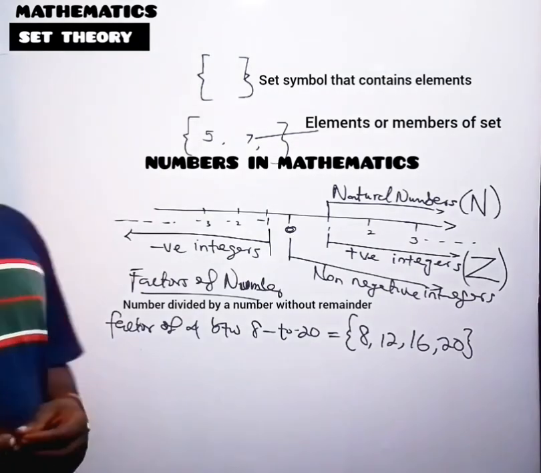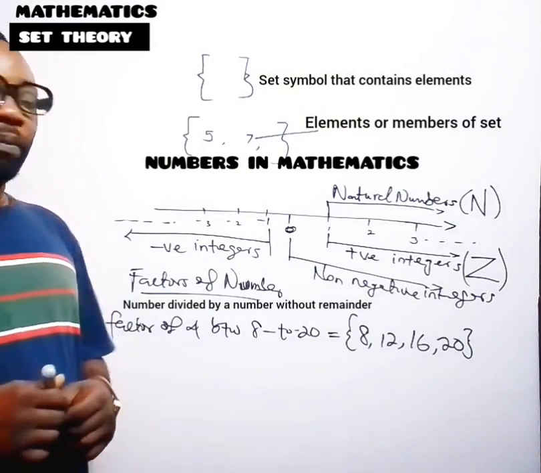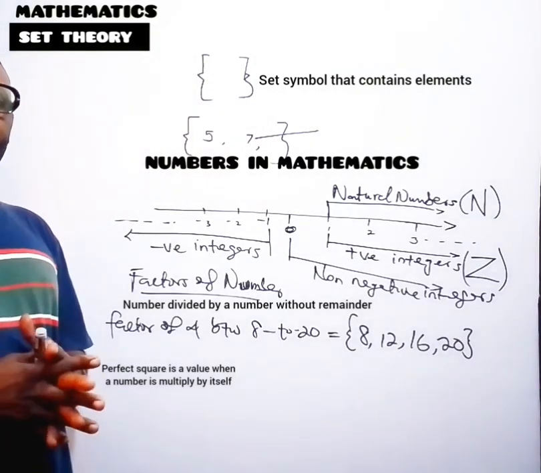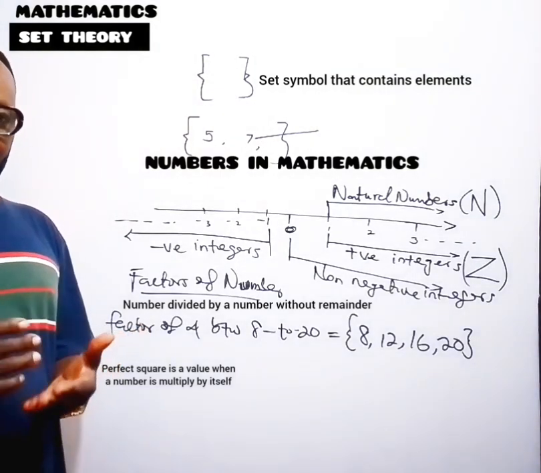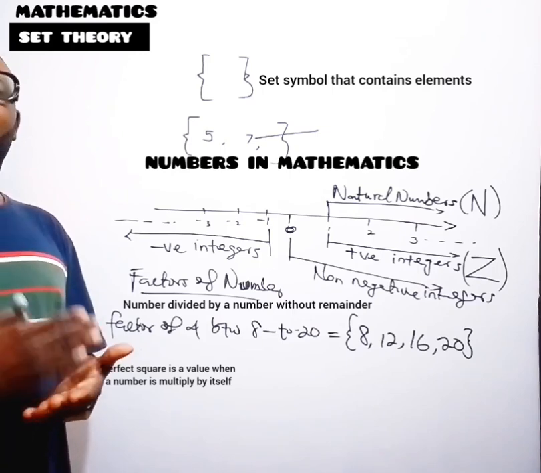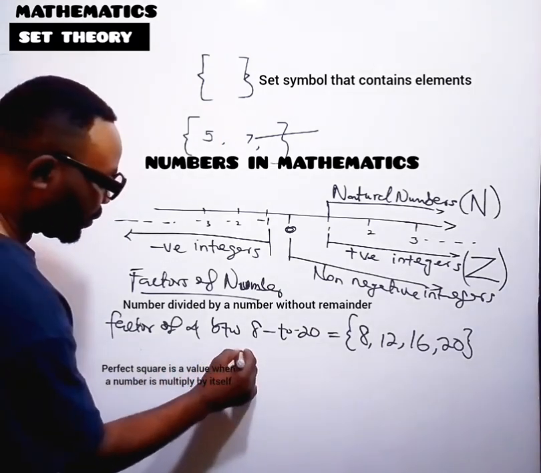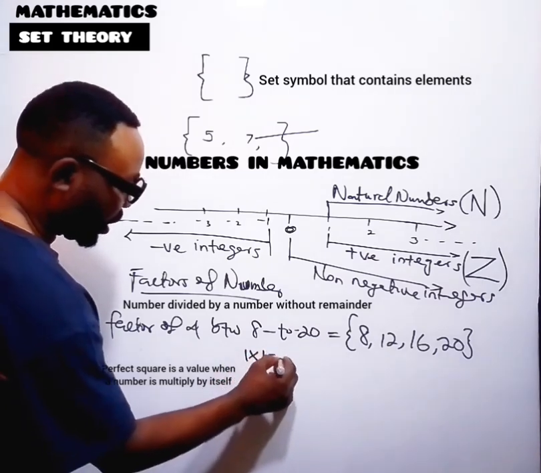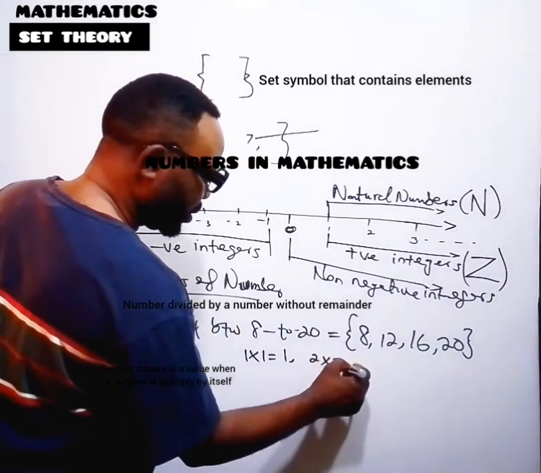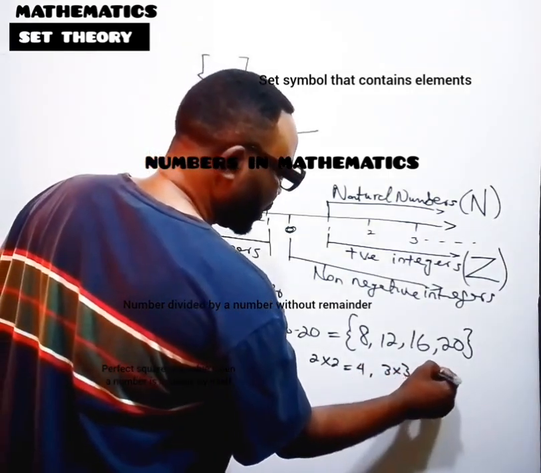Another number we are going to talk about here is called a perfect square. How do you identify a perfect square? A perfect square is identified by multiplying every number by itself. When you multiply every number by itself, the value it gives you is called the perfect square. For instance, when you have 1 times 1, that will give us 1. 1 is a perfect square. If you have 2 times 2, that will give us 4. If you have 3 times 3, that will give us 9.